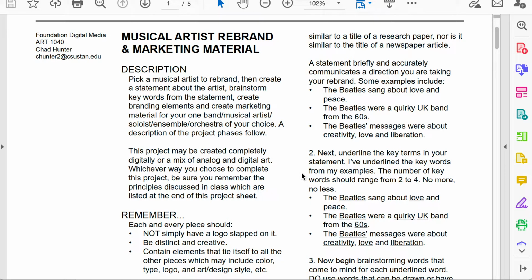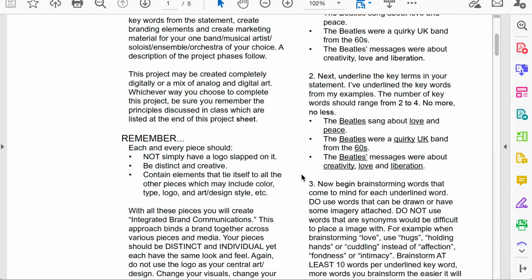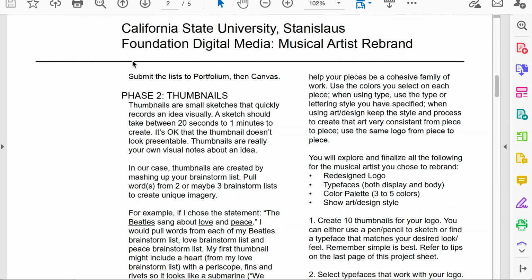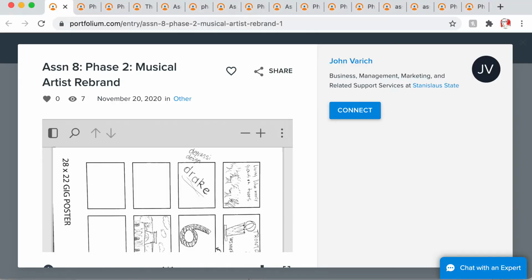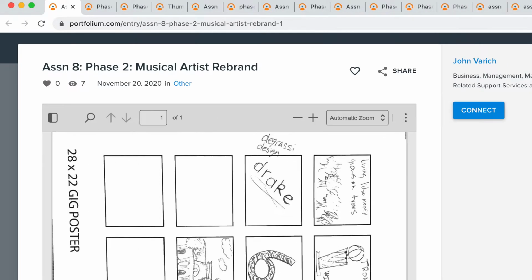We're talking about the musical artist rebrand, and I'm going to be critiquing phase 2 for fall 2020 section 2. So here we go. Okay, let's start, we can start here. That's great. All right.